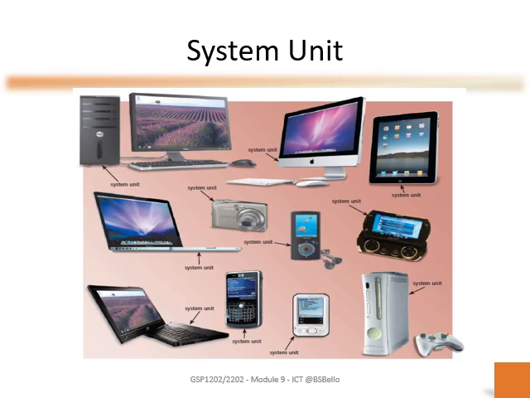This figure shows you various representations of system units. A desktop will have a separate system unit which contains the hard disk, the hard drive, and every other processing component of the computer. Some systems like Mac have their system unit attached to the display, while mobile devices have their system unit attached together.